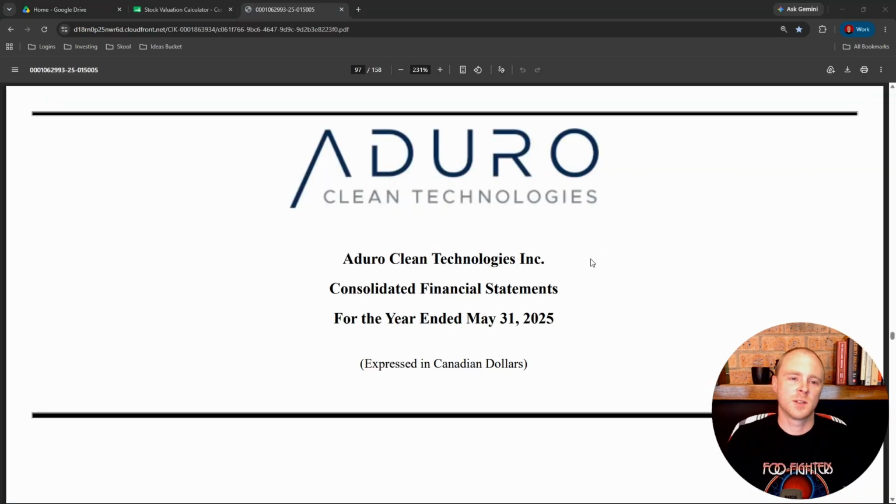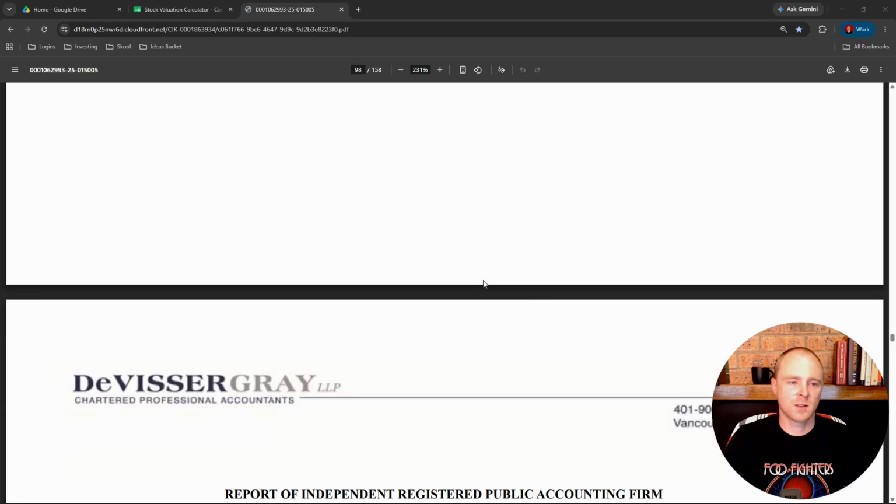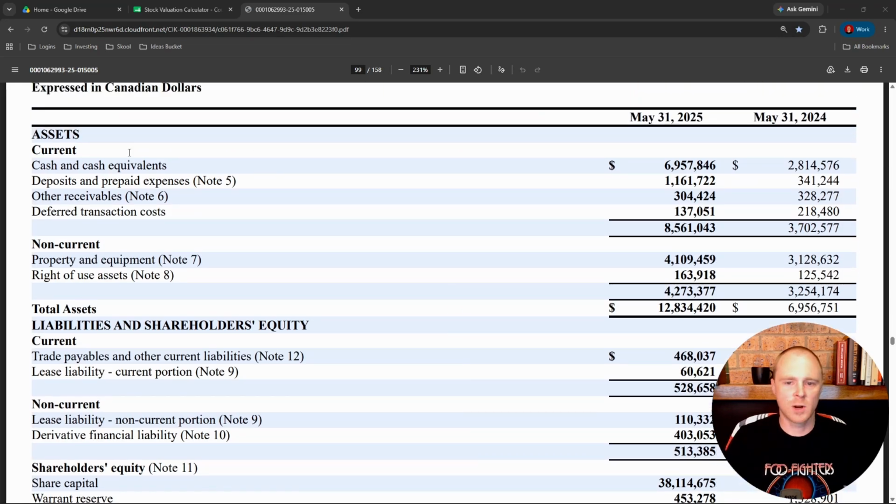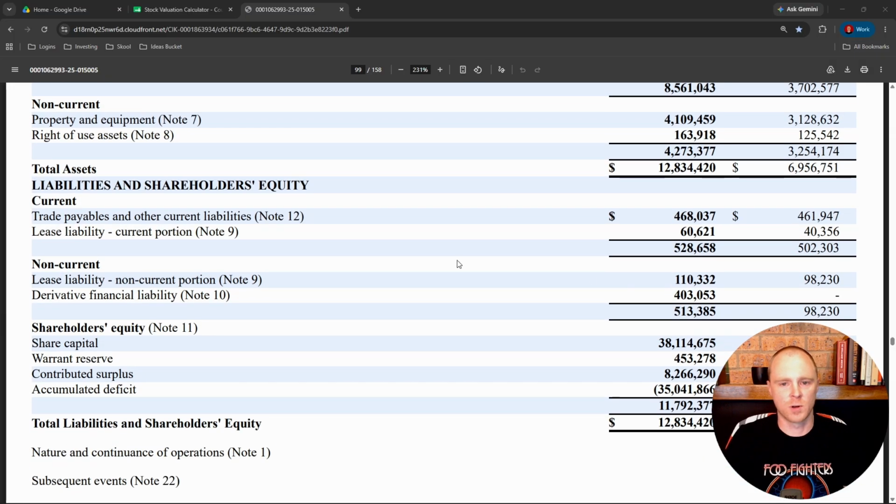Now let's value a business that is pre-revenue. At this stage, this business isn't making much at all. That makes it pretty much a very speculative investment. So Aduro Clean Technologies, we're going to do exactly the same thing we have been doing. Grab the annual report and have a look at what they've got going on.